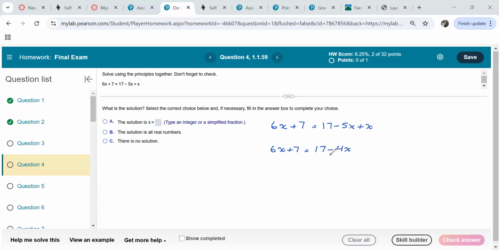Then I want to make sure everything with the x goes to one side and everything without an x goes to the other side. So I'm going to add the 4x. So it's away from this side, and it just gives us 17. 6x plus 4x is just 10x. And we still have that 7. And now I will subtract the 7. I have 10x equals 10. If I divide by 10, I'm going to be left with x is just equal to 1. So my solution is x is just 1.